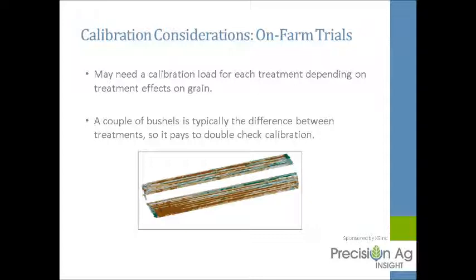And when we do have on-farm trials, back to the question about having multiple combines, always have one combine harvest the entire trial. Don't try to use two or multiple combines to harvest that trial if possible. Just stick with one.